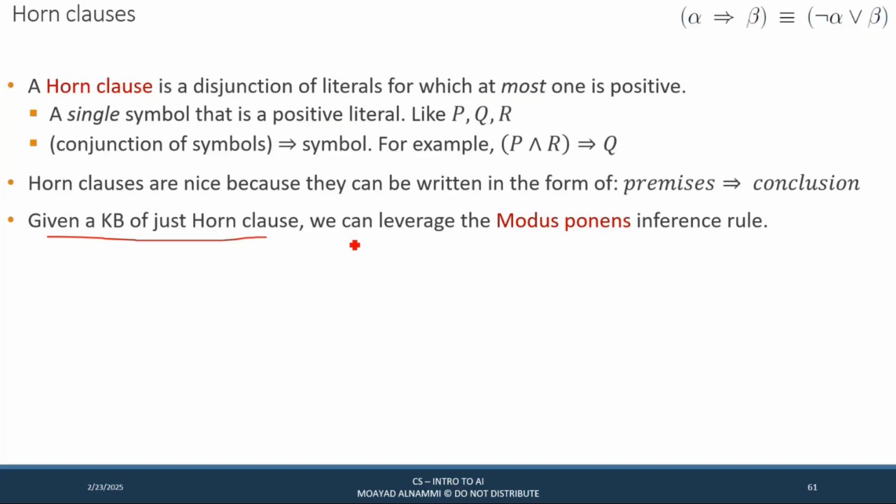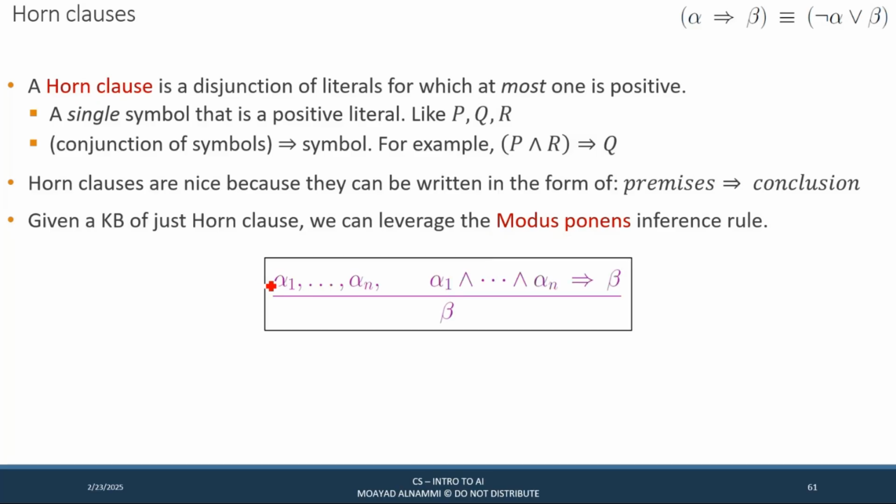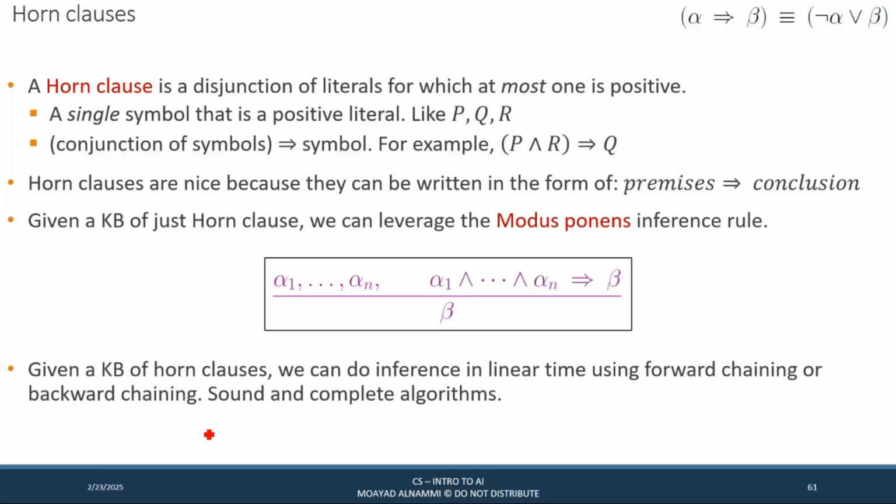Given a KB of just Horn clauses, we can leverage the modus ponens inference rule, right? Because we may have a set of facts, which is alpha 1 to alpha n. These are just sentences. And because these facts are true, all these sentences are true. If we have a Horn clause that looks like this, premise implies conclusion, then because these are true, we can combine it with this sentence to imply that beta is true. So a knowledge base of Horn clauses typically uses the following format: premise implies conclusion, and we can then leverage the modus ponens rule. This is sound and complete, and it is linear if you do this, right?